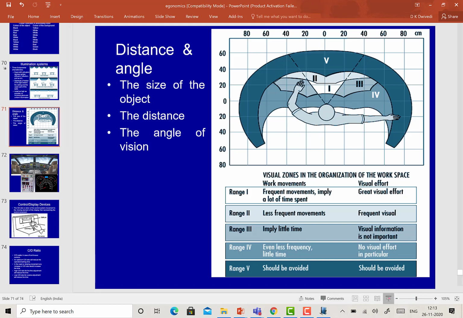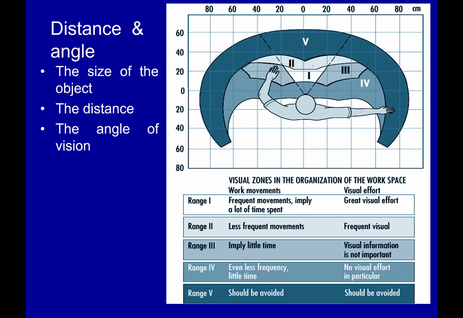What I want to show here is that this is the most preferred and useful area, which will be used for locating most of the controls that will be used very frequently. Locating the display devices in this zone will cause the minimum visual effort. So this is the most preferred location for locating the control and display devices.